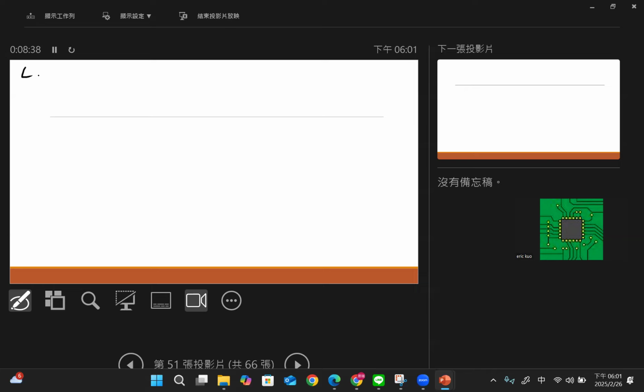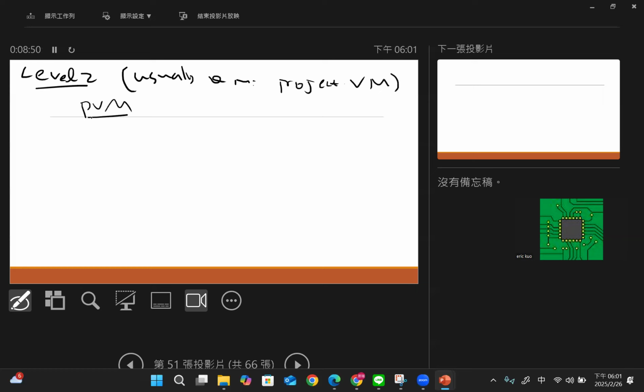So let me just talk about level 2. This is the usual quantum mechanics, and there's a name called projective measurement, or PVM. Right, so in quantum mechanics, remember what you learned: you still have a state psi, but you are given an operator, a Hermitian matrix M, which is Hermitian. And what's the result?